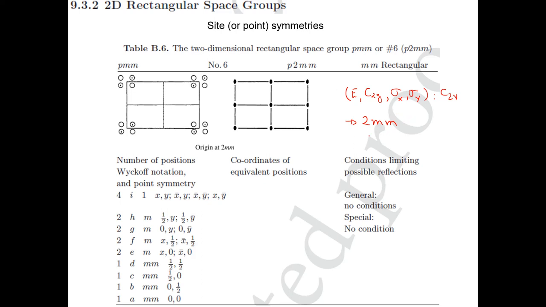But for short, a short notation is just MM. Because when you have two mirror planes, it implies the C2 axis, right? Because the product of sigma X and sigma Y is a C2Z. So it's sufficient to say that you have two mirror planes, and you conclude that you also must have a C2 axis. Okay.